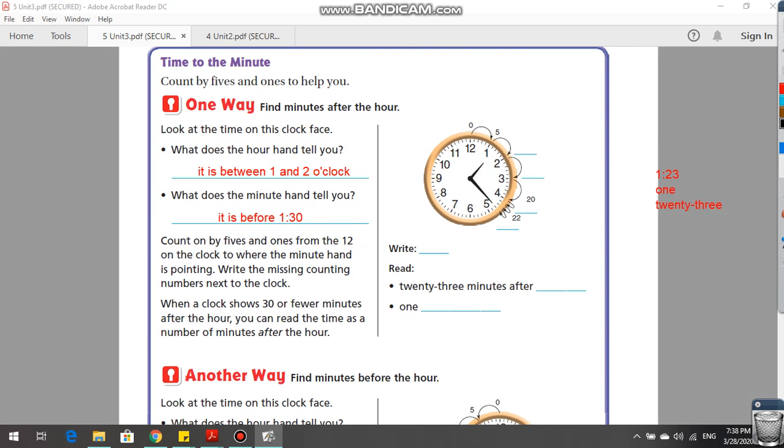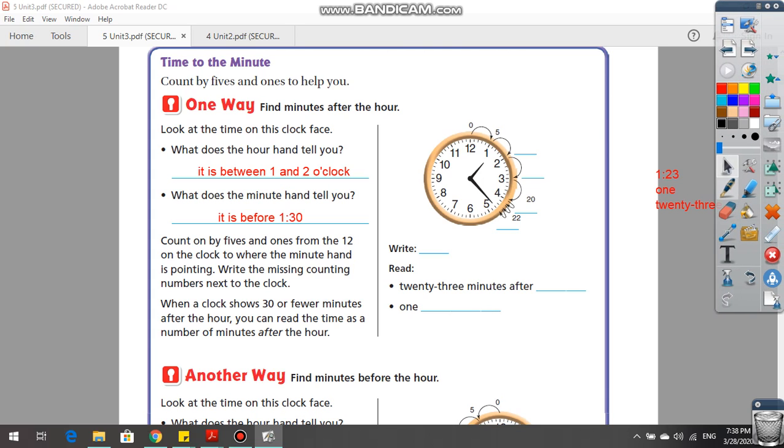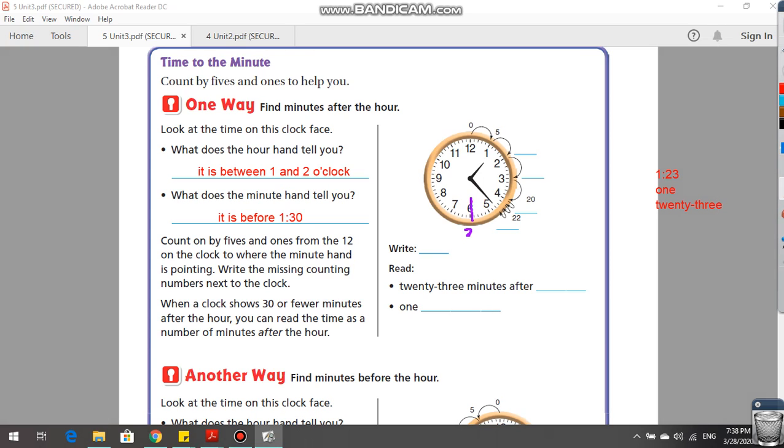So it's before 1:30, because 6 here is 30. Okay, let's see how many minutes we have. But first, will the hour be 1 or 2? It's going to be 1. 1 what, guys? Let's skip count.